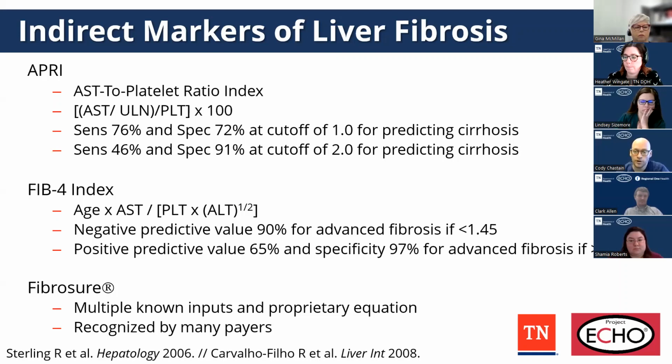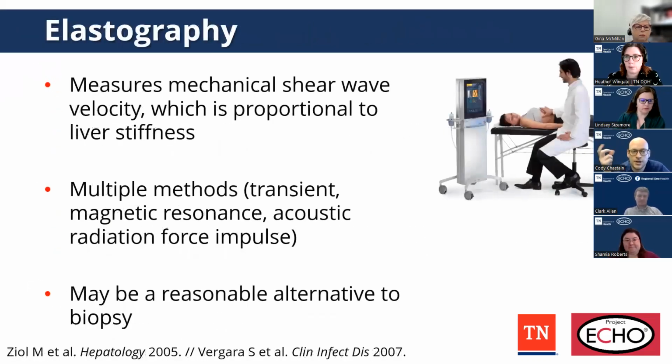That being said, these are not perfect tests, and they can be impacted by a variety of other medical conditions, as well as, in the FIB4 index's context, age. There is a proprietary test called FibroSure that has multiple known inputs in a proprietary equation. It's recognized by many payers, but some specialists really don't feel that it performs at any better level than the APRI or FIB4 index.